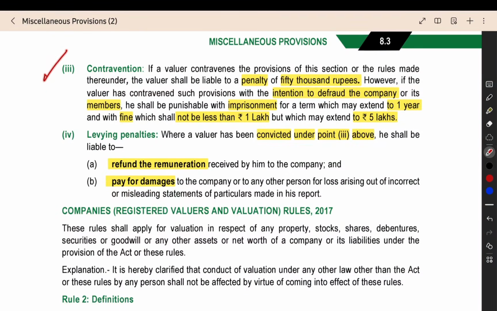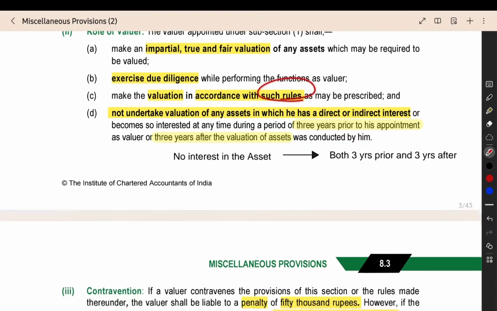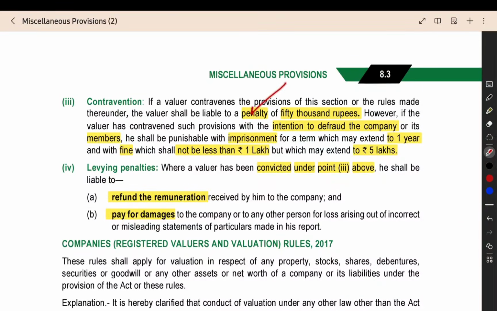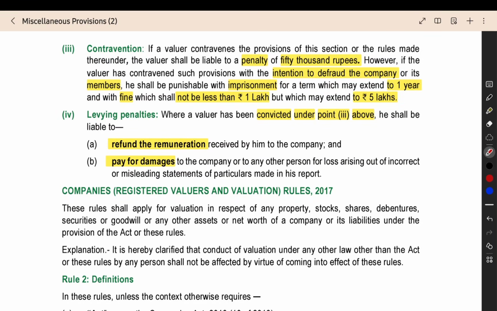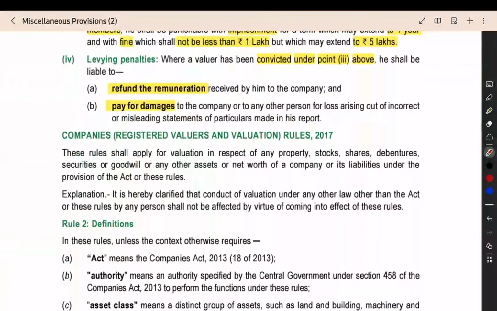Then they have given the contravention penalty. If you are not following these conditions, you are not doing an impartial valuation, or you are not doing it as per the rules, or you are doing the valuation for an asset in which you have an interest, then you will be convicted. This penalty will be levied on you. And if you did it with the intention to defraud the company, you have a motive to defraud the company, then you will additionally be given imprisonment also. Then if you are convicted like above, you have to refund the remuneration. Whatever salary you got for the particular assignment, you have to repay it and pay damages. Additionally, you have to pay damages also. So this is the entire provision of the registered valuer in the Companies Act.